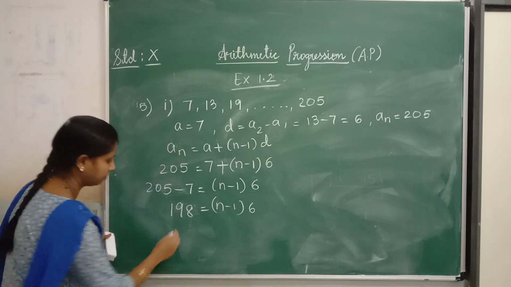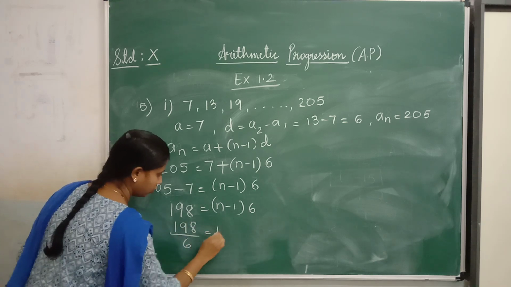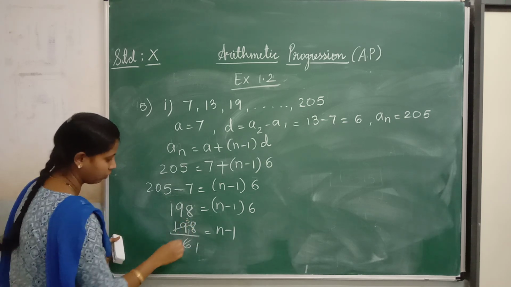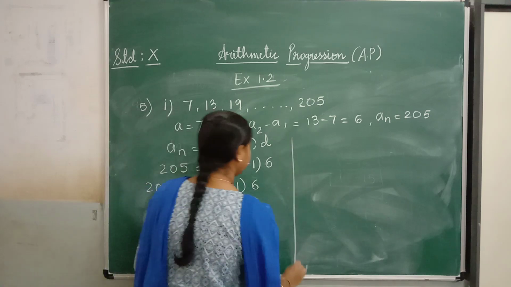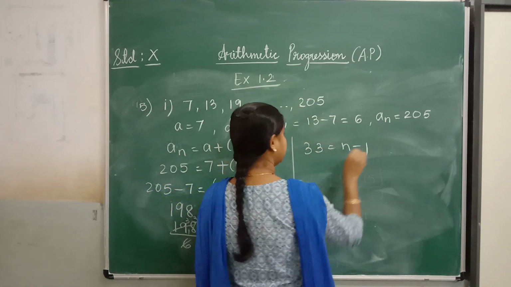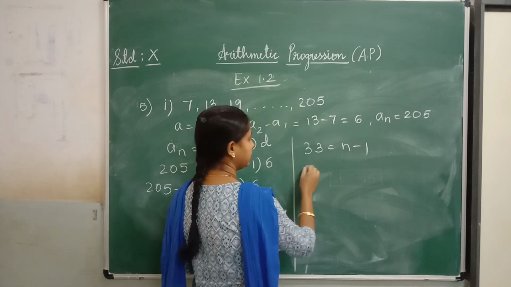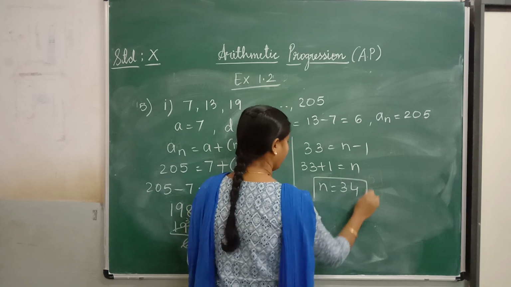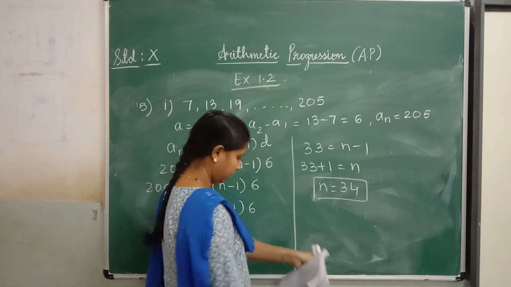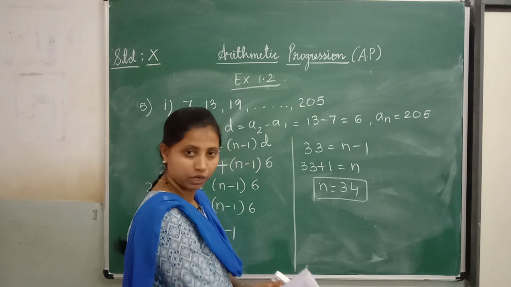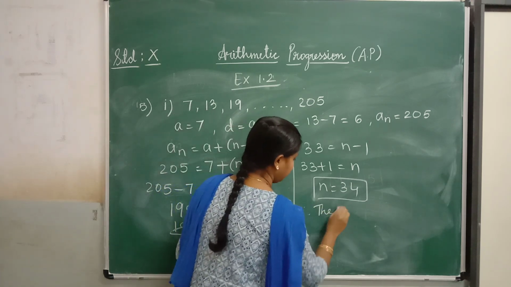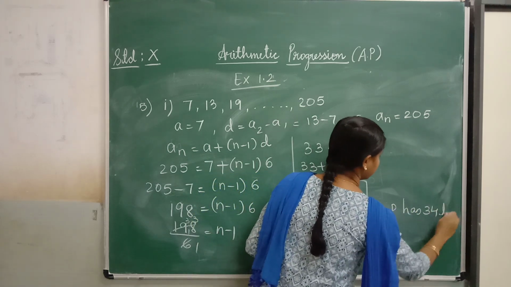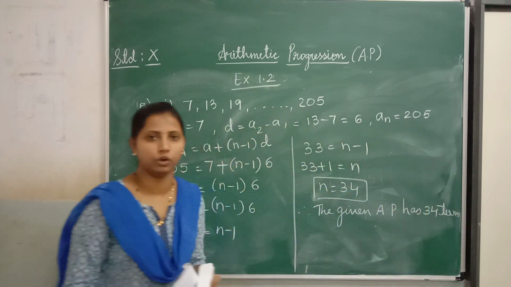Now 6 take on the other side. 198 divided by 6 equals n minus 1. Simplify. 6 ones are 6, 6 threes are 18. So you get 33. 33 equals n minus 1. So minus 1 take on the other side. 33 plus 1 equals n. So n equals 34. Find the number of terms in the AP. Therefore, the given AP has 34 terms. Okay, like this you have to solve the sum.